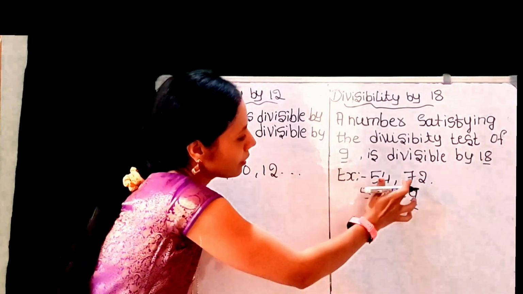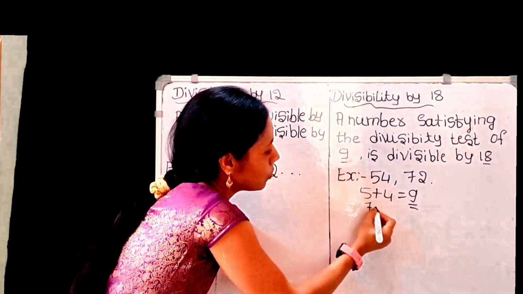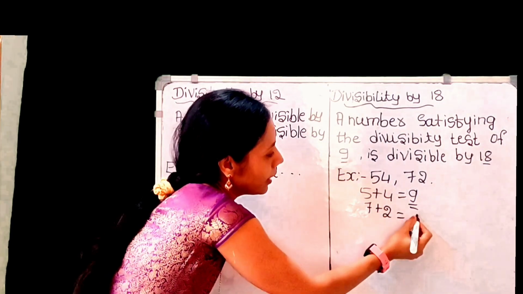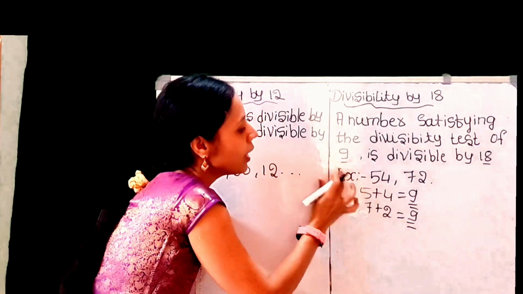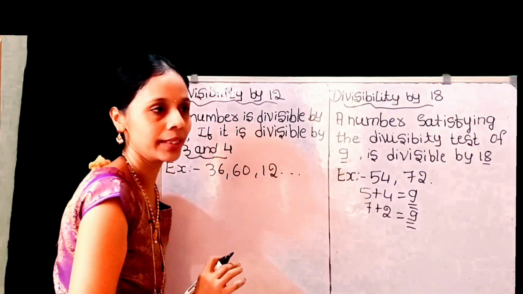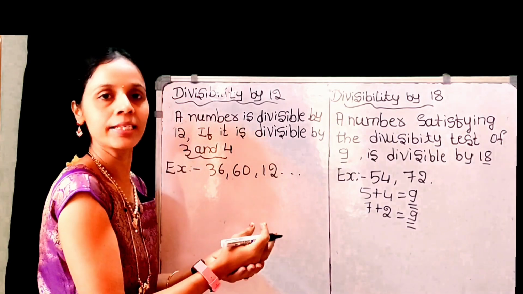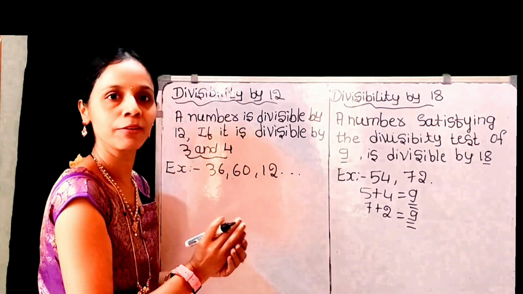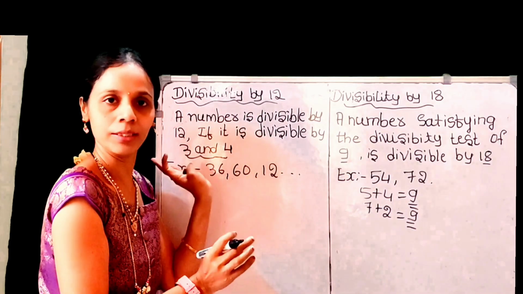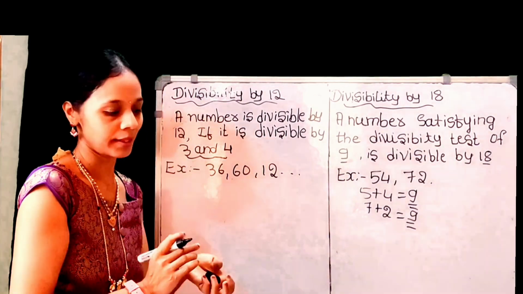Okay. Consider another example. 7 plus 2 is 9. It is divisible by 9, and also divisible by 18. This way we easily understood. We can easily identify which number is divisible by 18 or not. Understood? Thank you.